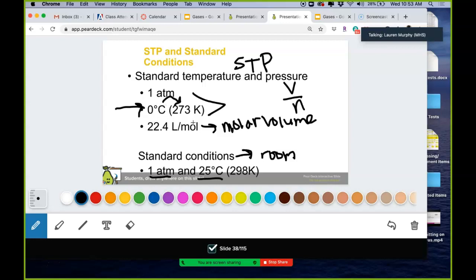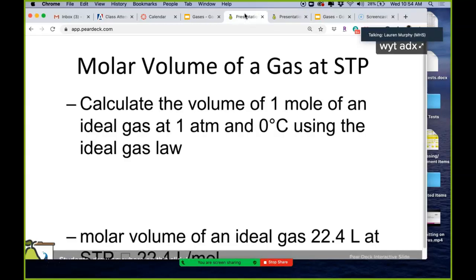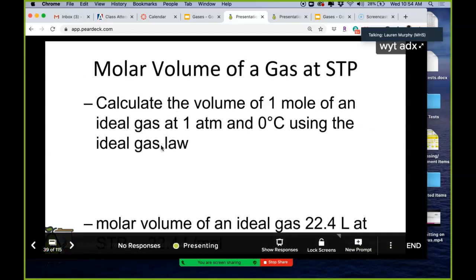And if you are at STP, 1 mole of any gas, I don't care who the gas is, occupies 22.4 liters of space. Only under these conditions, though. 1 atmosphere, 273 Kelvin. If you're not at these conditions, this isn't true. So I am going to prove to you on the next slide where they got this number. They didn't just pull this number out of nowhere. So I'm going to prove to you that 1 mole of any gas is 22.4 liters at STP.